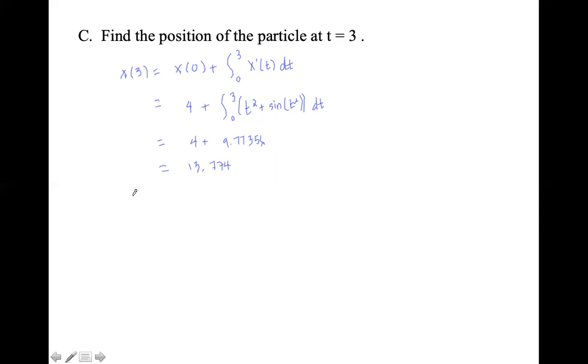And if we find our y position, for y of 3, we're going to look at the graph. And if I look at the graph, y of 3 is equal to 4. Let's see, is that right? Y of 3 is 4. Yep. And so the position of the particle at t equals 3 should be 13.774, comma 4.